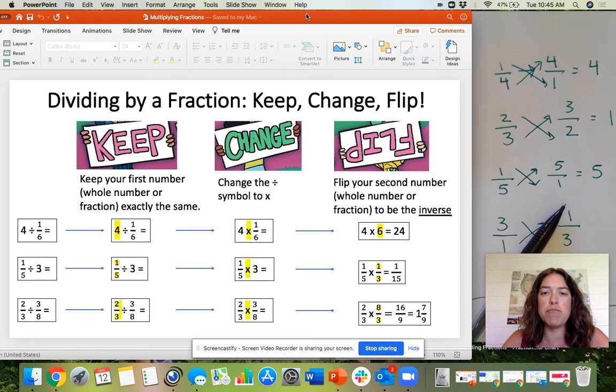We say keep, change, flip. Say it with me. Get ready, go. Keep, change, flip. Again, keep, change, flip. One more time. Keep, change, flip. Okay, let's talk about what this means.